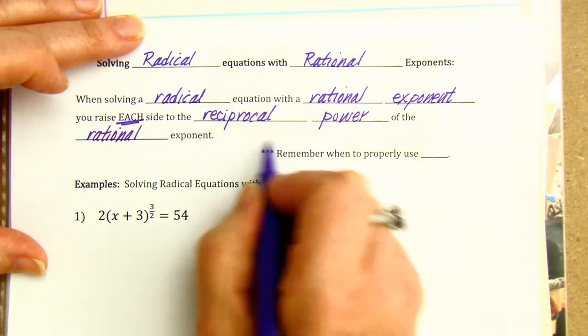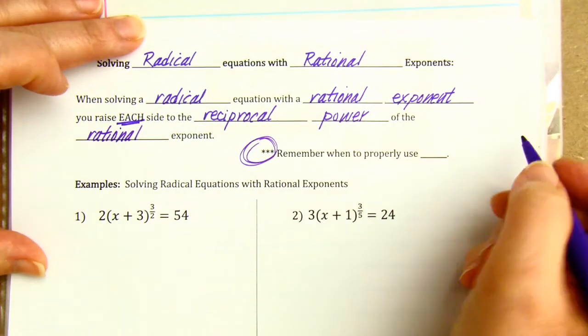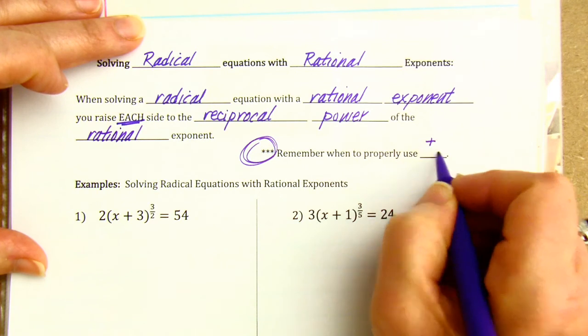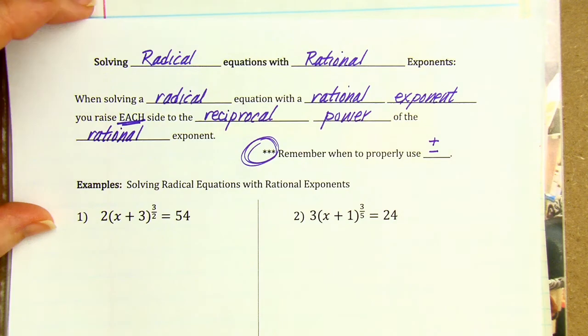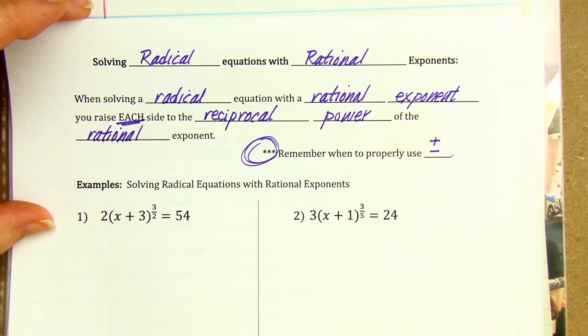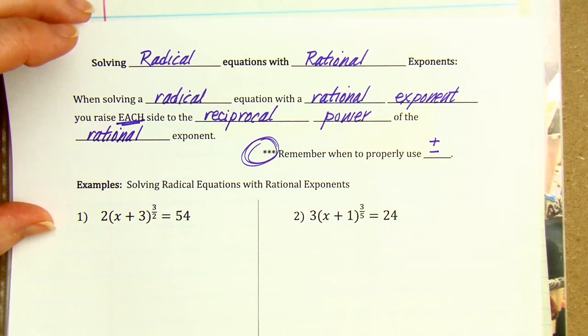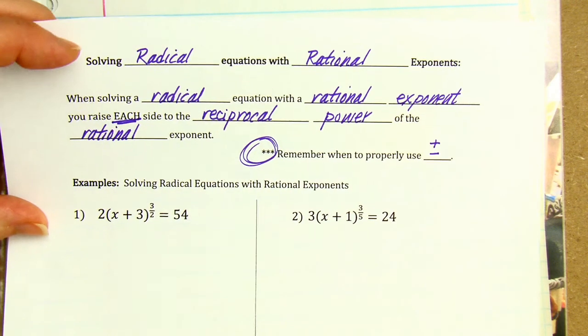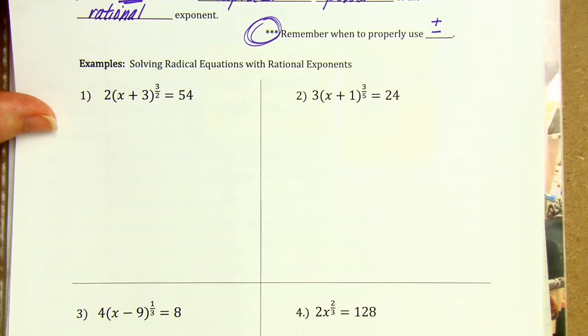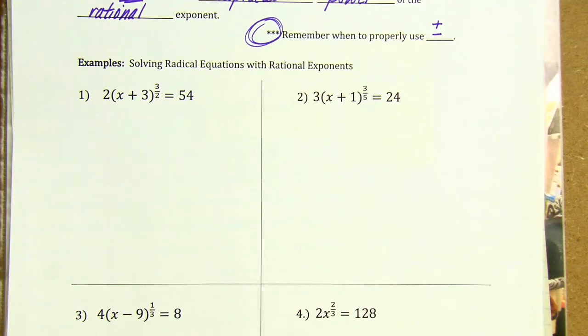And here, you need to remember when to properly use plus or minus. That's for even root radicals, okay? Only the evens. The odds only have one. Odd indexes only have one real root. All right. So again, you cannot raise to the reciprocal power until the expression is isolated.